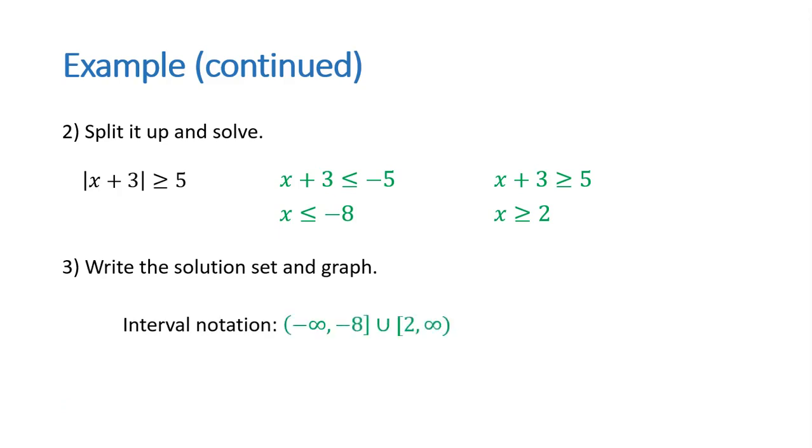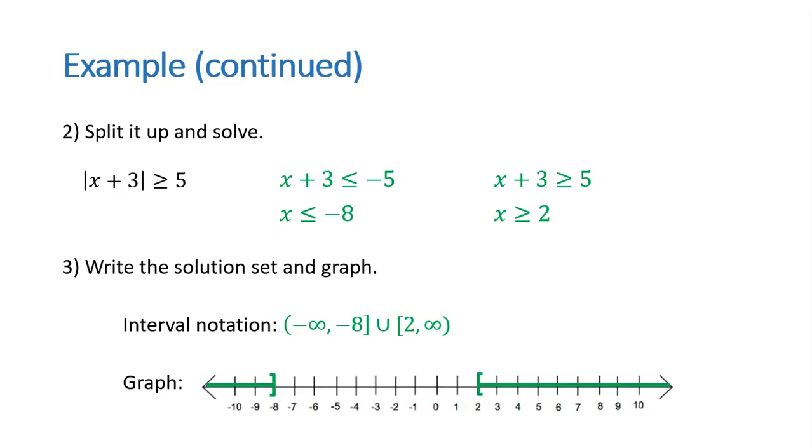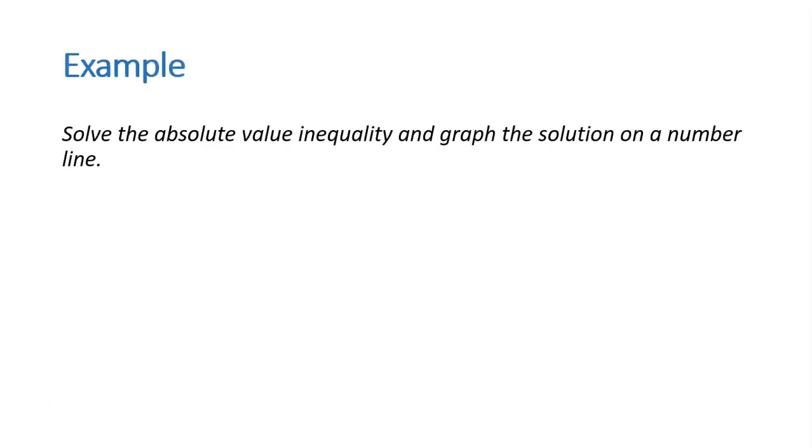So everything less than or equal to negative 8 is everything from negative infinity to negative 8. Because there's an equal to, we put a bracket with the negative 8. And then our second inequality, x is greater than or equal to 2, is everything from 2 to infinity with a bracket around the 2. And then our graph is everything on the tails of the graph with endpoints at negative 8 and at positive 2. Let's look at another one.